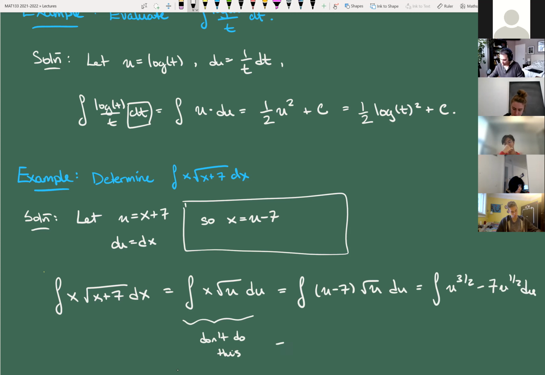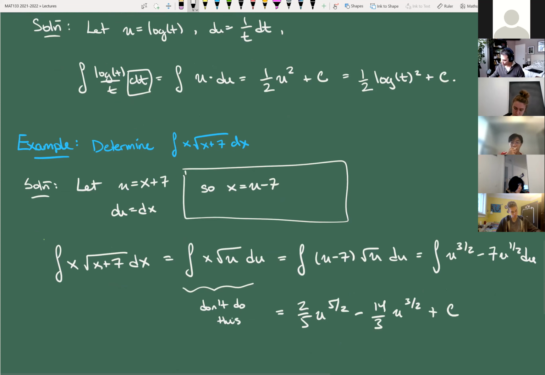Yeah, this actually isn't that hard anymore, right? So what is this? 2/5 u to the 5/2 minus, that's going to be 3/2, so 14/3 u to the 3/2 plus c, right? And now I can plug my u back in. 2/5 (x plus 7) to the 5/2 minus 14/3 (x plus 7) to the 3/2 plus c, like that.